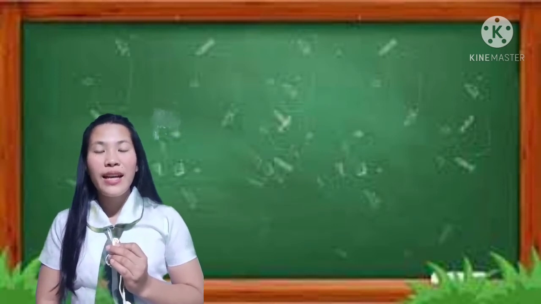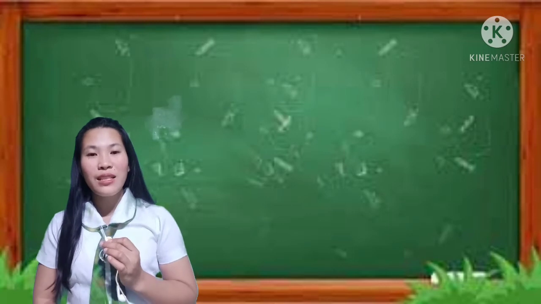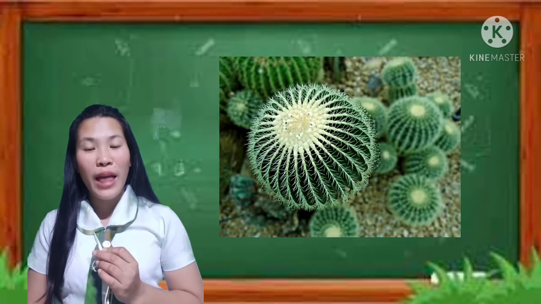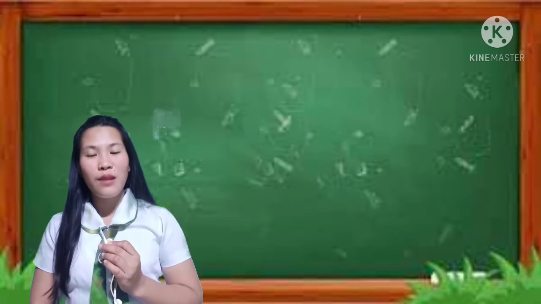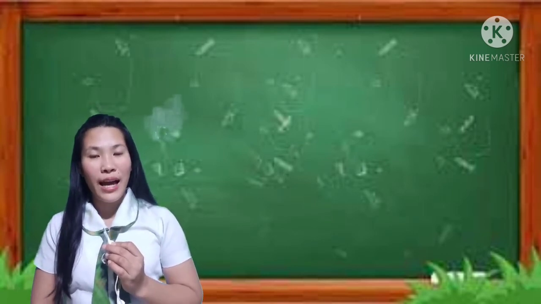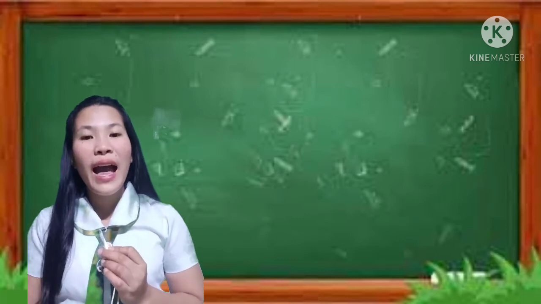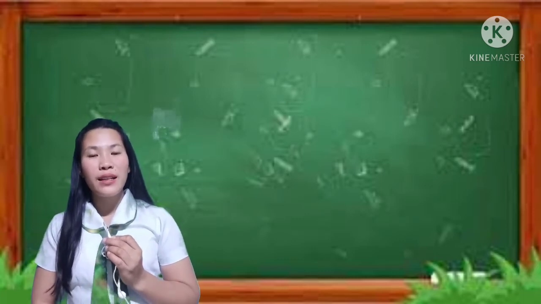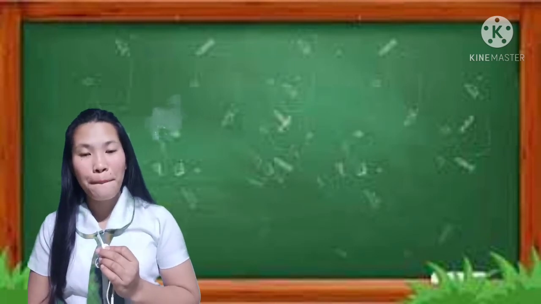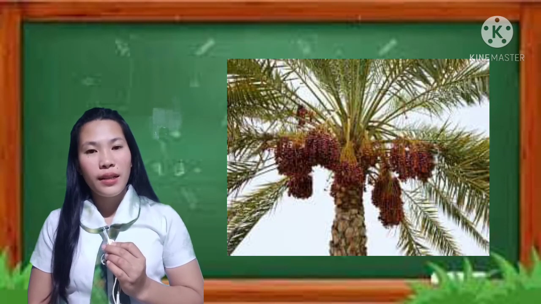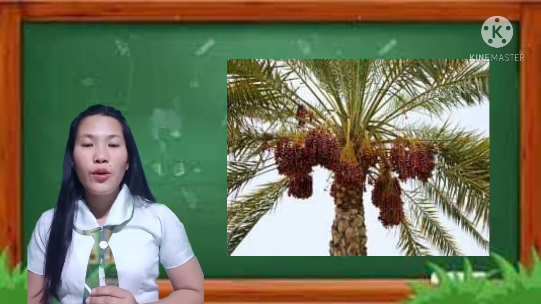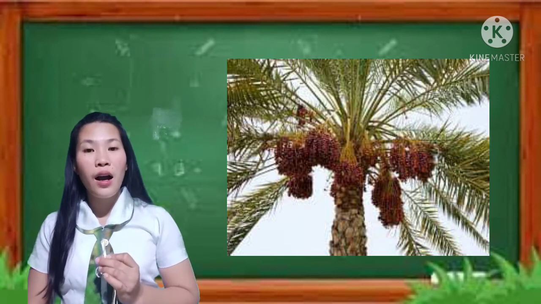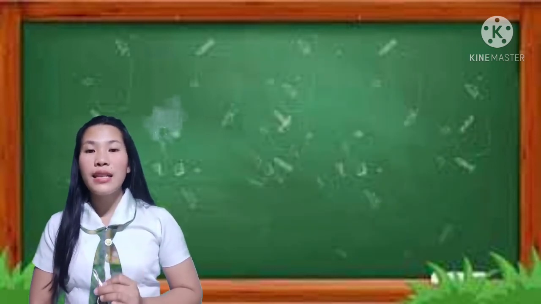An example of a plant that can survive in the desert is the cactus plant. Who among you, class, has a cactus? Okay, very good. We always need to plant different kinds of plants. Another example of a plant that can survive in the desert is the dates. Have you ever seen a date plant, class? Okay, it is like a palm tree and it has a fruit.